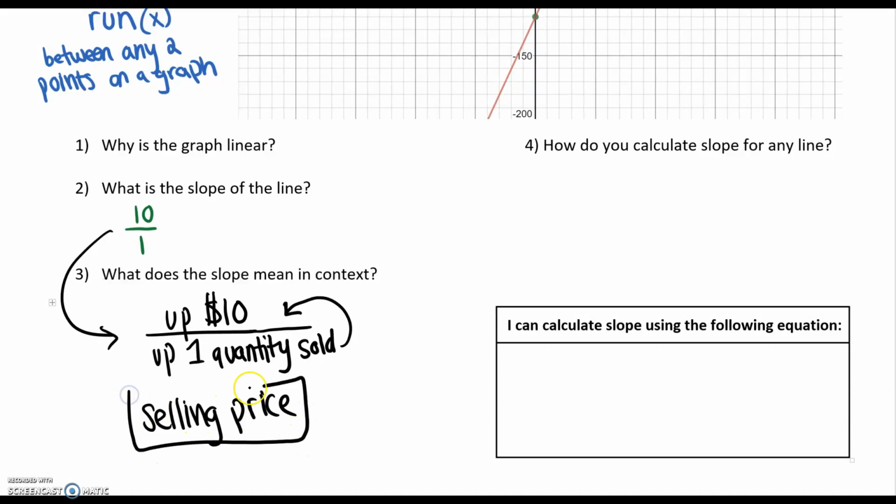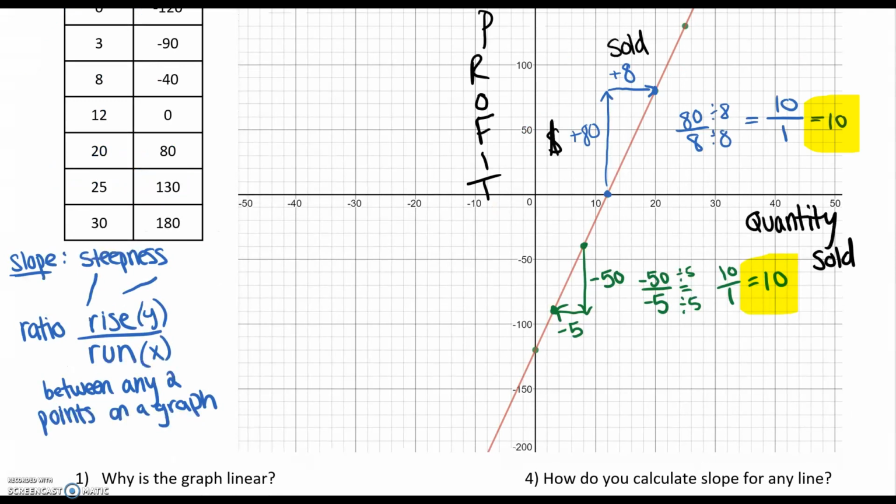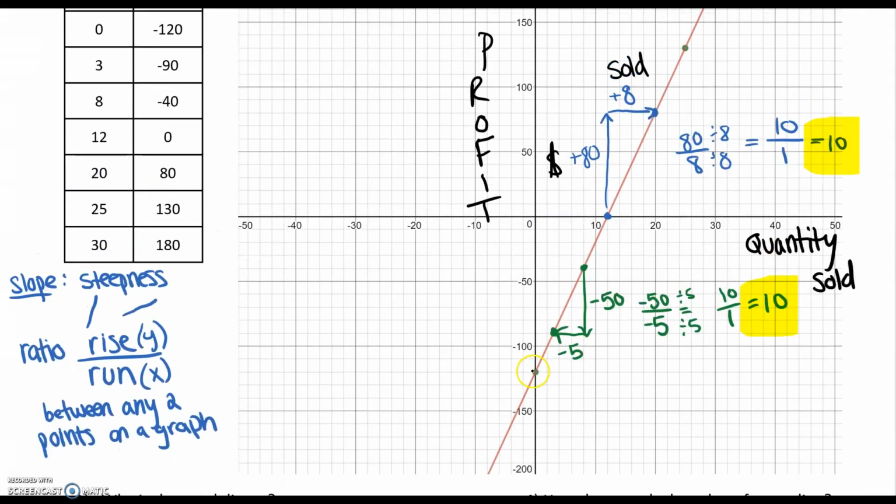Which actually makes a lot of sense. If you look at the graph, we started in debt at negative $120. And we broke even here, which was at 12. If we sell 12 at $10 a piece, we'd make $120. So that all comes together and makes sense.